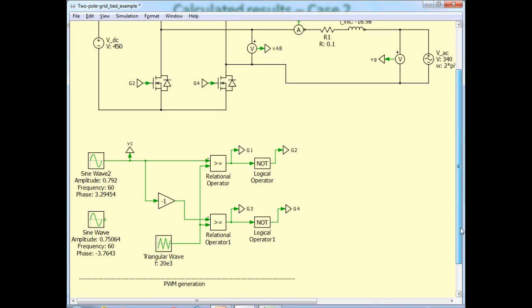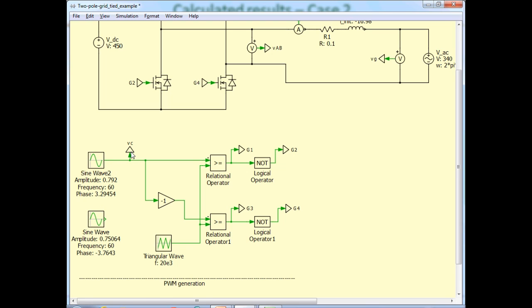Now coming to the PWM stage. So this is my control voltage. It looks like I'm simulating case 1, corresponding to 5 kilowatt power from the DC to the grid, and the control voltage that we calculated was this sinusoidal signal of 0.792 peak value, and it was to lead the grid voltage by this angle, 3.29454 degrees, and this is at 60 hertz. So we generate this sine wave and apply that as the control voltage.